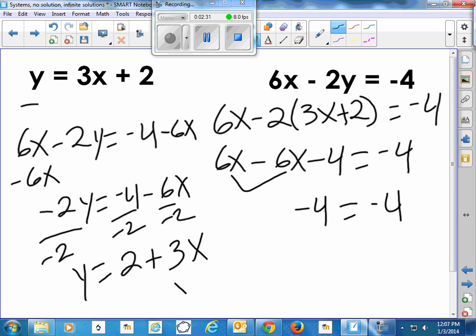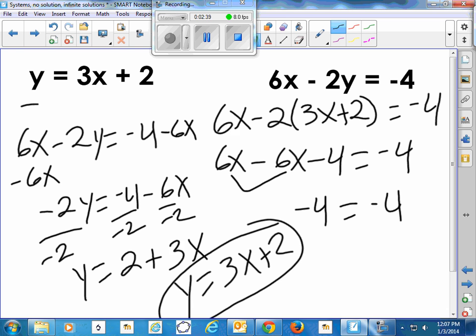Well, another way to write that, I could write y equals 3x plus 2. The order is not important in that addition. Well, that is the same as the other equation. So two lines on top of each other, you could say they cross everywhere, because the solution to a system of linear equations is where those two lines cross.